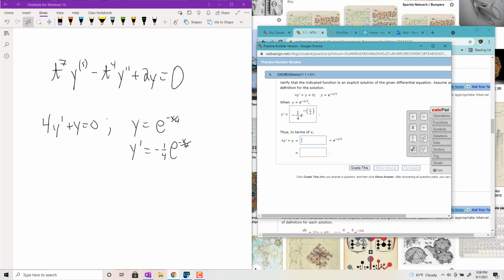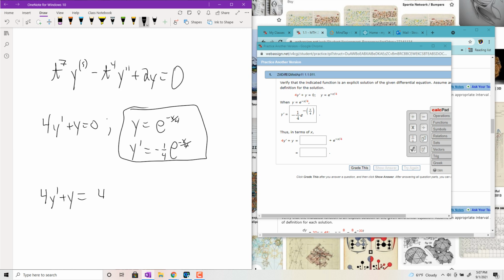And then now what they're having me do is show that the left-hand side is equal to the right-hand side. So the left-hand side is this 4y prime plus y, and they use the given information to rewrite it.